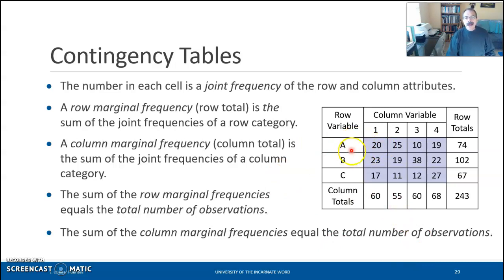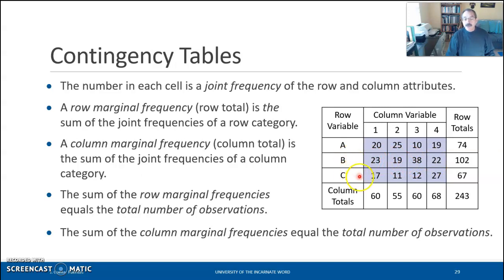All right, contingency tables, you might remember from module 4 that each cell frequency is the joint frequency of a row attribute and a column attribute. Also, the row marginal frequencies, or the row totals, are the result of adding all the frequencies for a particular row across columns. So for example, this row total of 74 results from adding 20 plus 25 plus 10 plus 19.